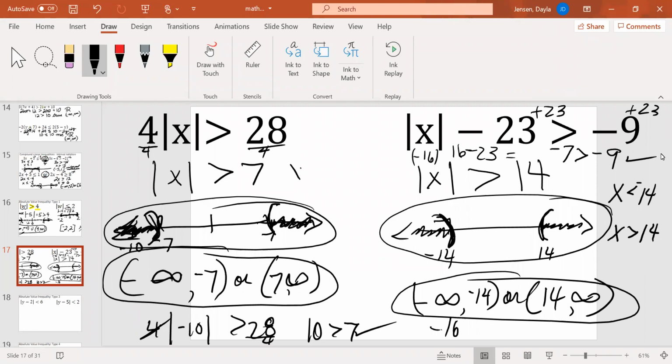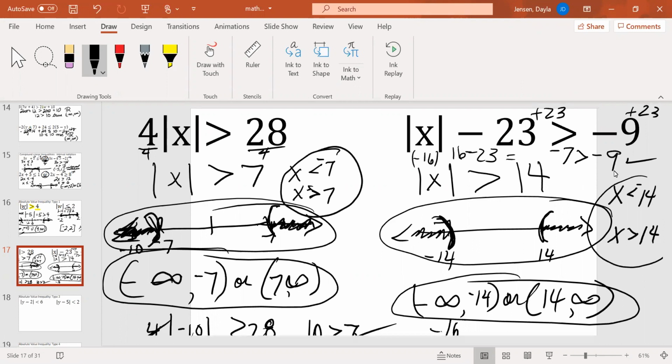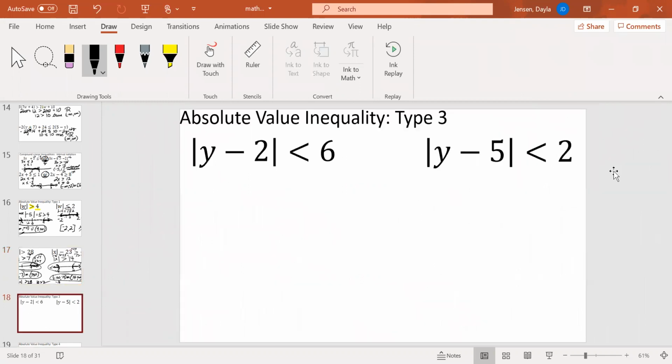And up here, x is less than negative 7 and x is greater than positive 7. So that's another way to write it. So 3 different ways to write the same answer. Okay, so let's try this one.